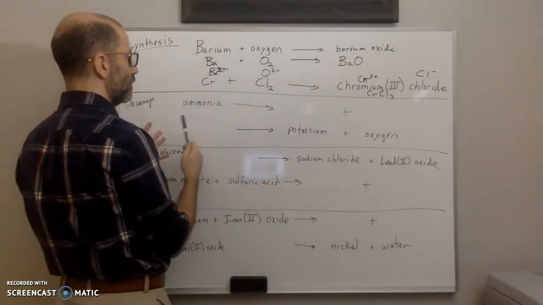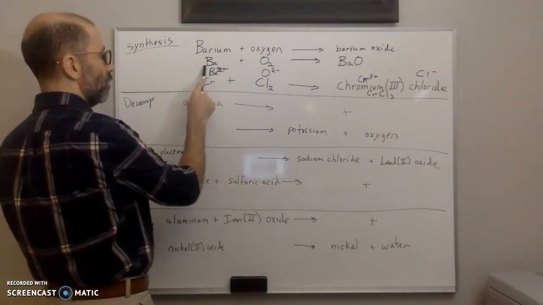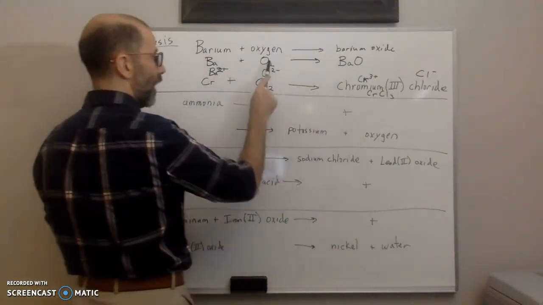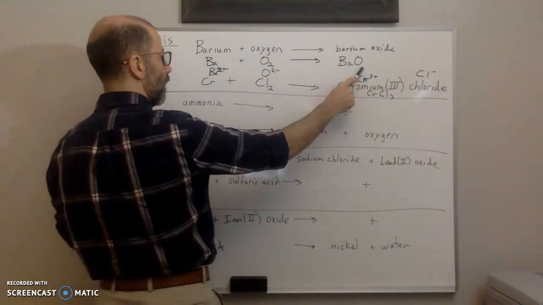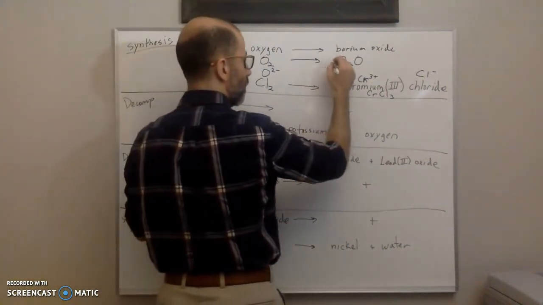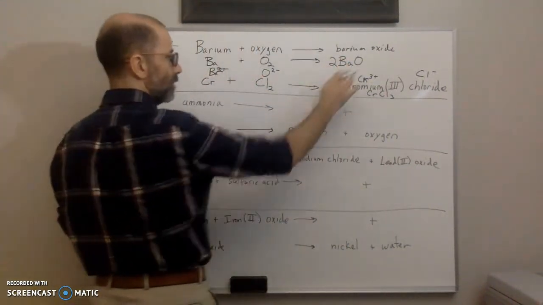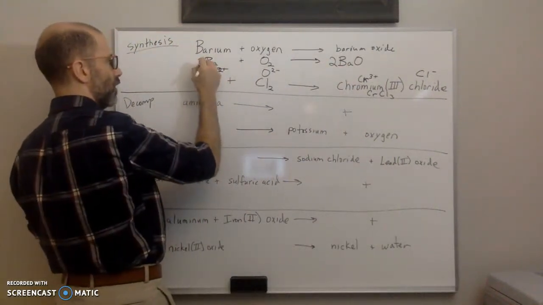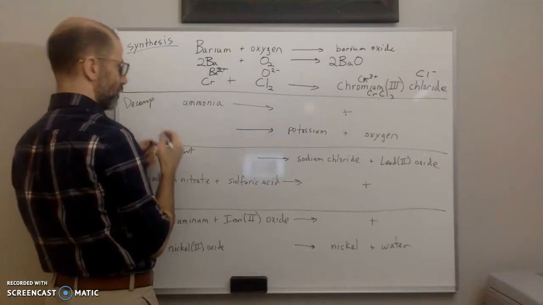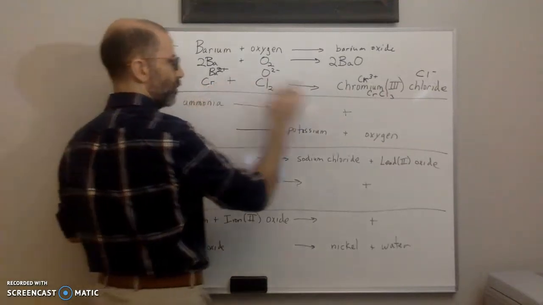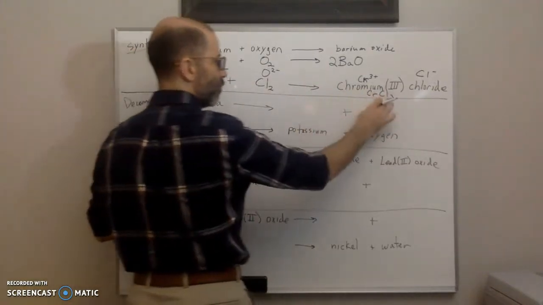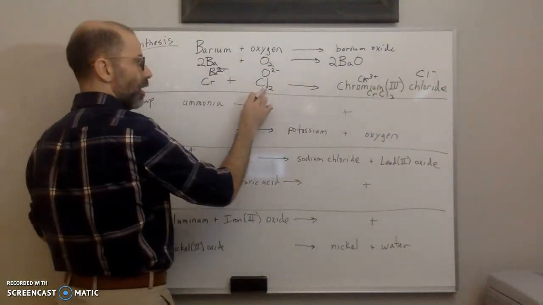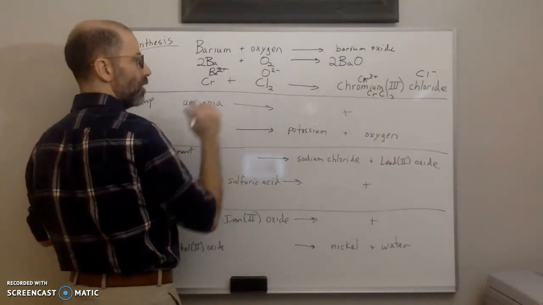Now I need to balance these equations. Barium 1, barium 1. I have 2 oxygens. I need 2 oxygens over here. So I'm going to balance the oxygens, but notice I have 2 bariums here and now I need 2 over here. So now I'm balanced. Over here I have 1 chromium, 1 chromium. I have 3 chlorides and I need 3 chlorides over here.